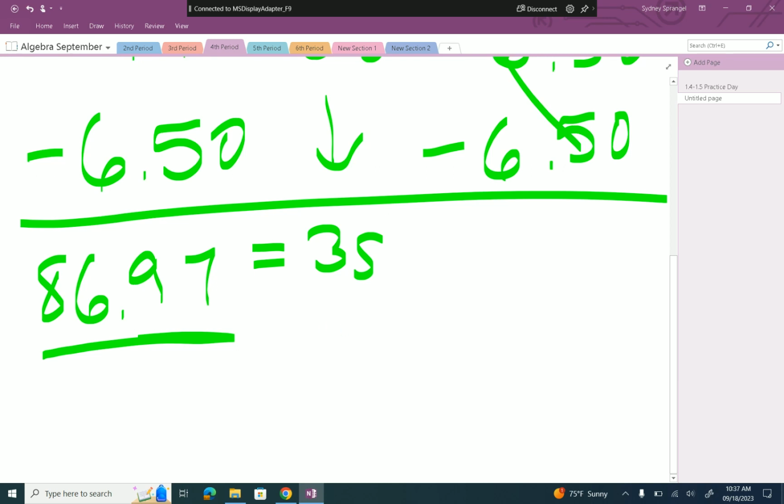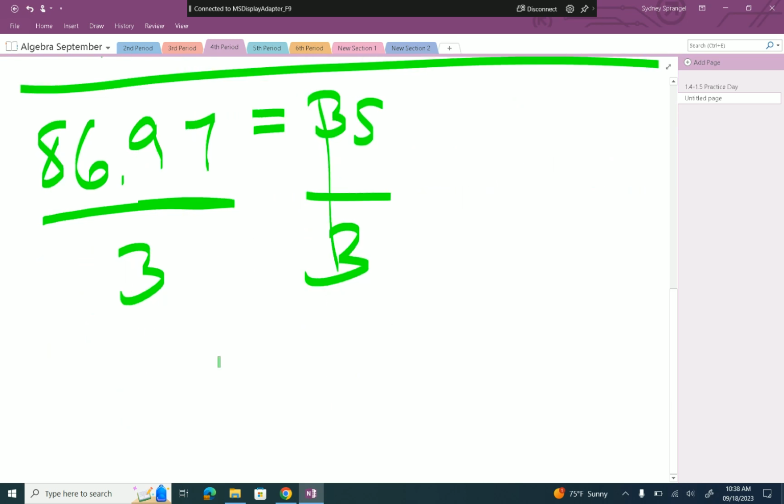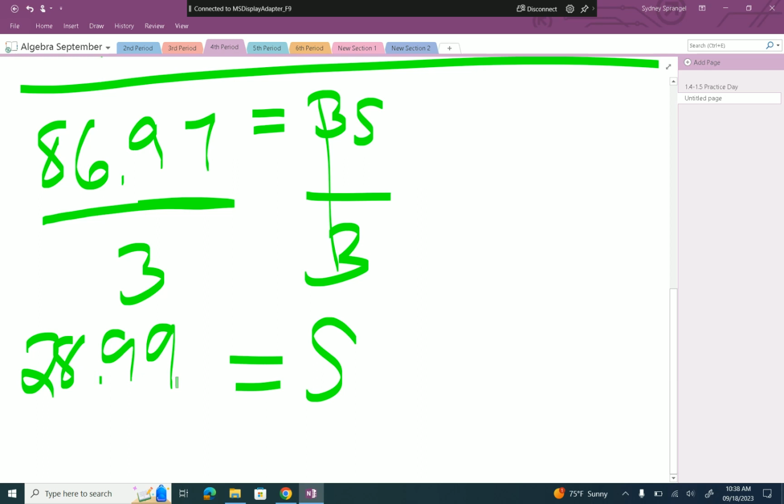Good with that? So now, if 3 costs $86.97, I want to do the opposite of multiplying by 3, right? What's that going to be? Barbara, what should I do? It's the opposite of multiplying by 3. Divide. Yeah, we're going to divide by 3. So now we're dividing 86.97 by 3. What am I going to get there? 28.99. Wonderful. So 28.99 equals s.